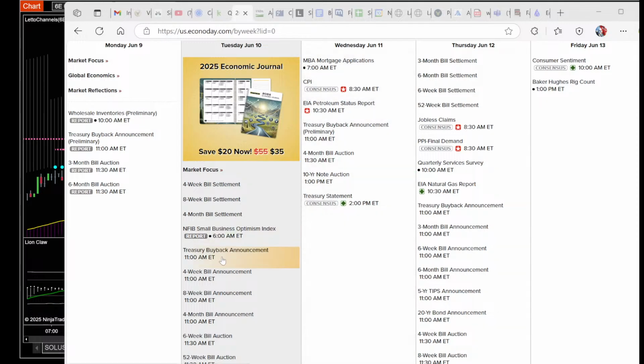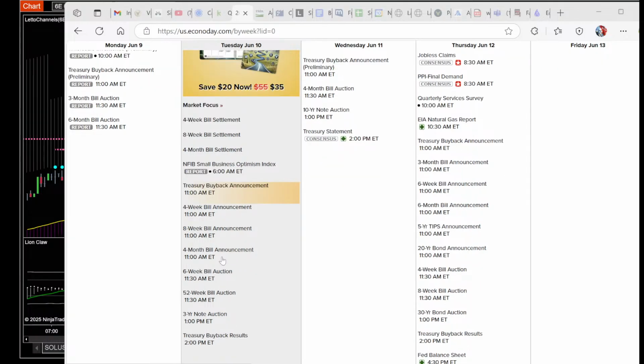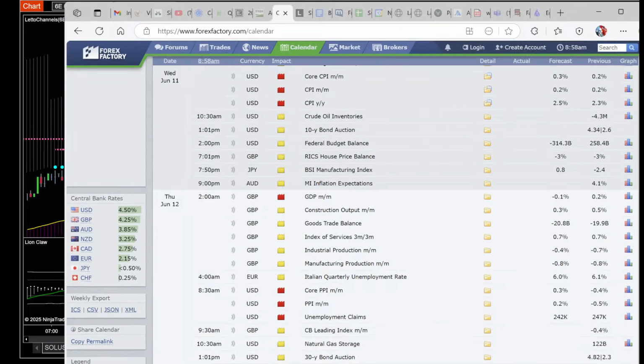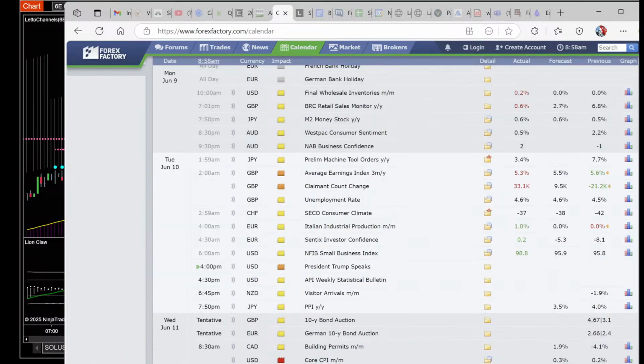All right. Well, we don't have too much today. It looks pretty quiet. Some T-bill announcements, so the interest rates news is going to be pretty busy, but that's about all we've got, right? And let's take a look at the Forex Factory calendar. Yeah, not too much. We'll only be trading until there's nothing going on from 6 a.m. to 4 p.m. on the Forex Factory calendar.